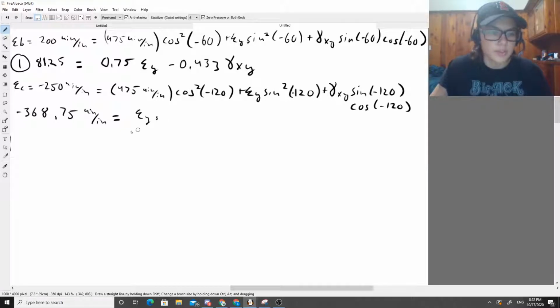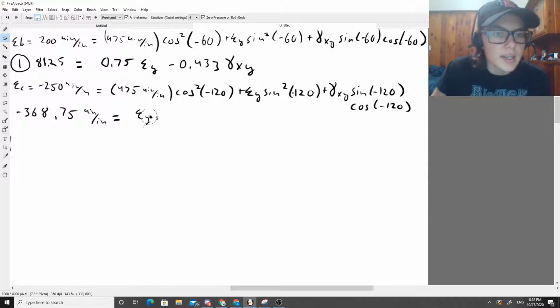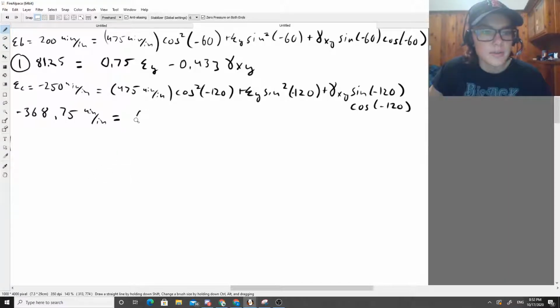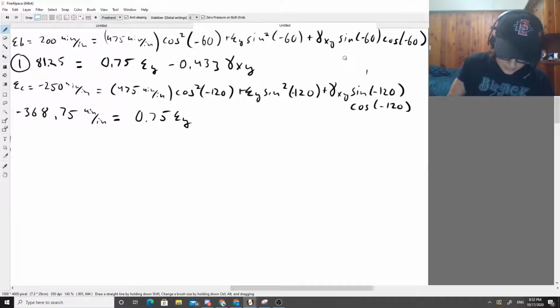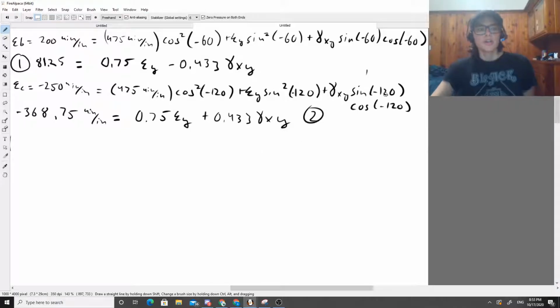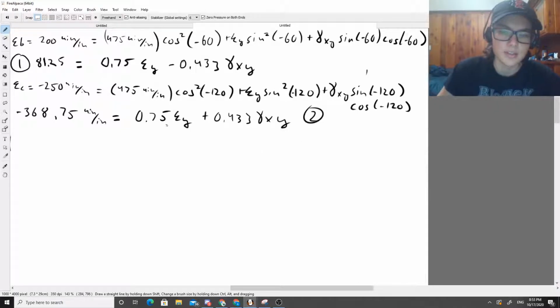Sorry, I'm getting ahead of myself. Let me simplify this term, negative 120 sine squared. Sine squared. So that's going to be 0.75 strain y. And we'll simplify this term by multiplying 120 negative cosine times 120 negative sine. And that's going to be equal to plus 0.433 gamma xy. Alright, and that's our second equation.